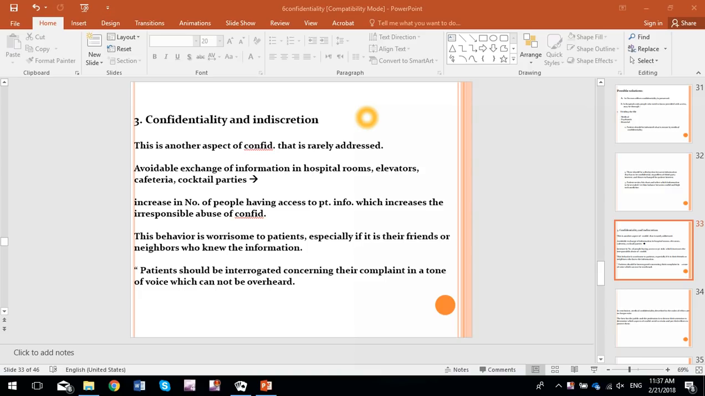We are revealing confidential information unintentionally, but this is what's called indiscretion. Now, an increase in the number of people having access to patient information increases the irresponsible abuse of confidentiality. You have to be aware of what you are talking about, especially in places like hospital rooms, elevators, cafeterias, and cocktail parties. All these are places where we need to be aware of what we are saying about our patients. This behavior is very worrisome to patients, especially if it is their friends or neighbors who learn this information.